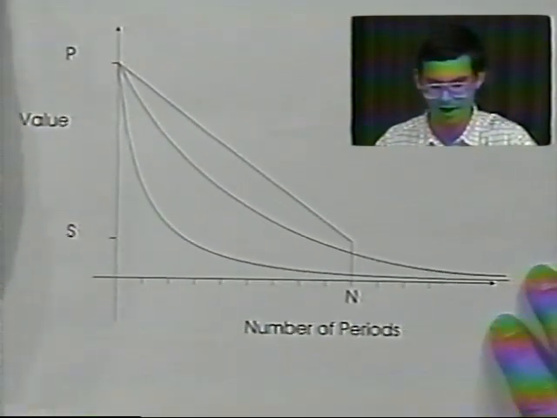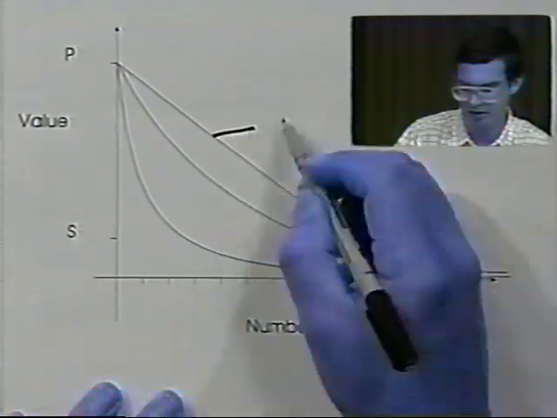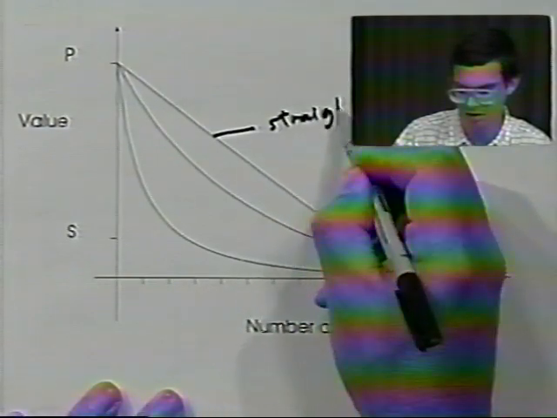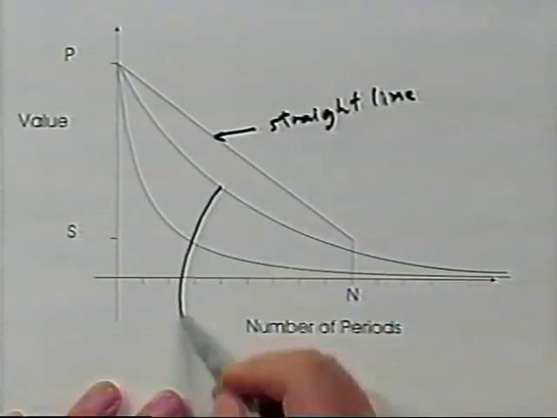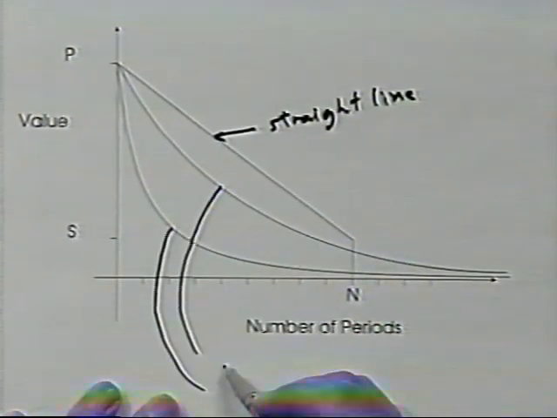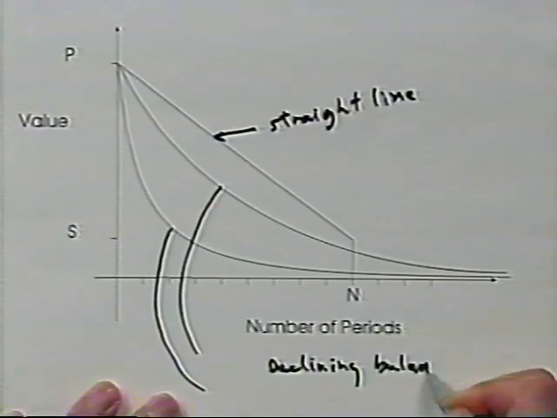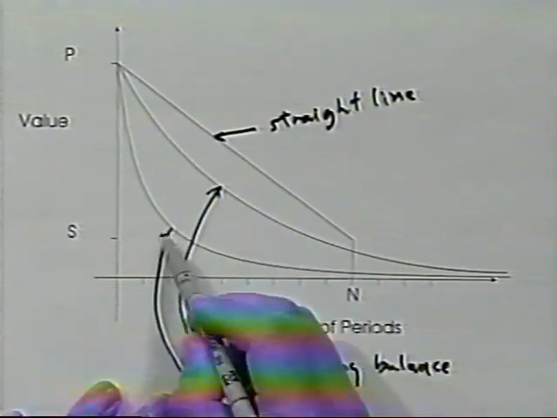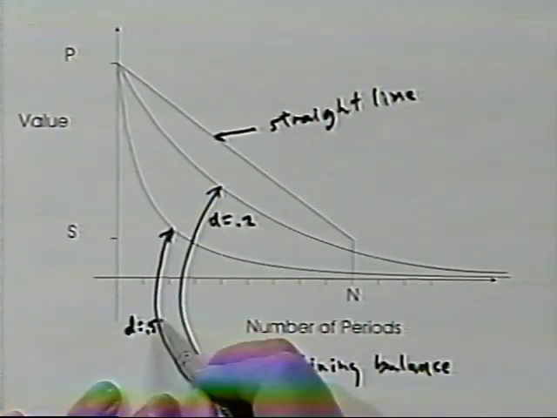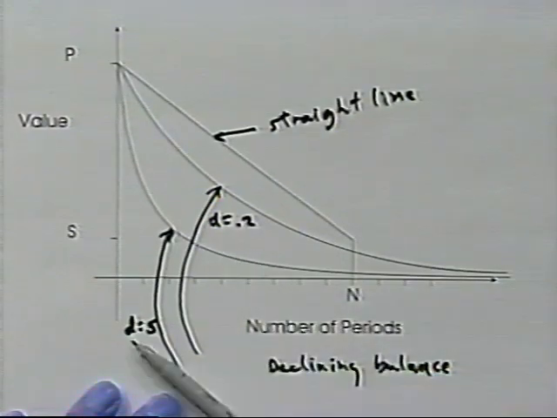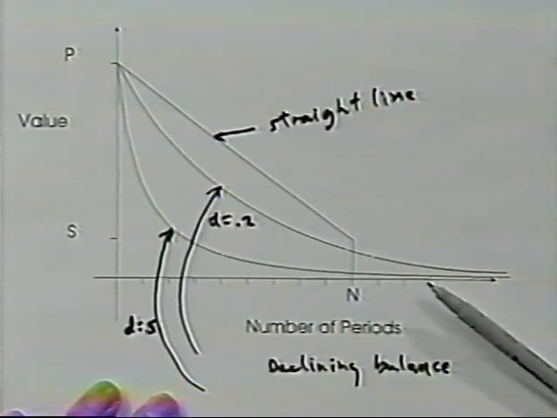First of all, I have the 3 different depreciation calculations here. This one is straight line. Both of these are declining balance. The top one with D equal to 0.2 and the bottom one with D equal to 0.5. So the value of the depreciation rate here has a dramatic effect on the shape of that curve.